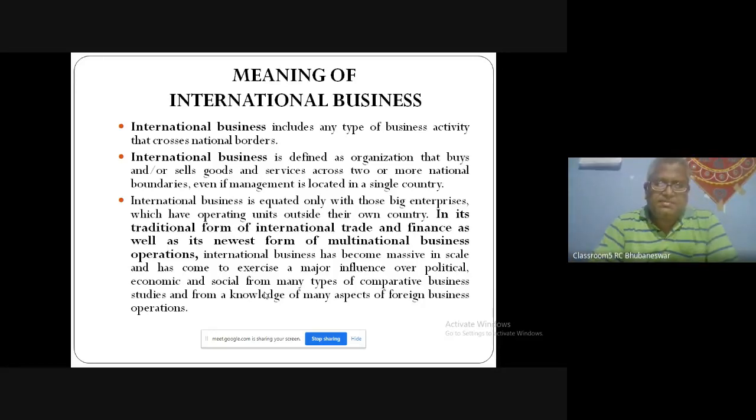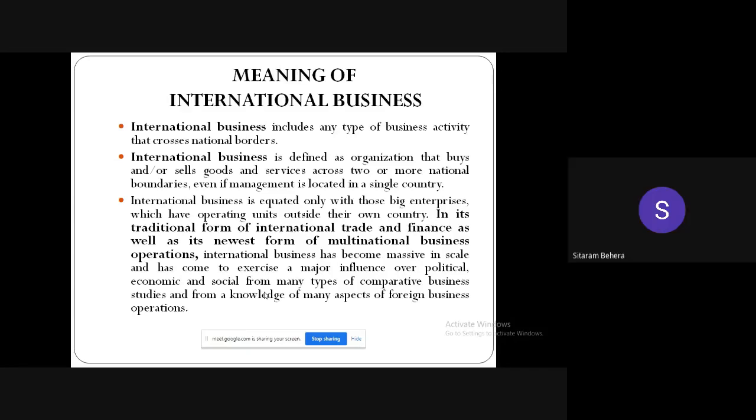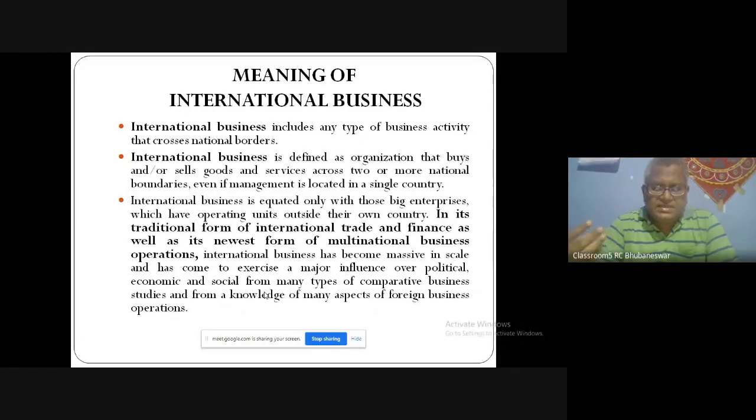or you may call it the buying and selling of goods and services across two or more national boundaries, which may be located in a single country or in different countries. That's called international business. Now big enterprises operate their business units, or can start their own operations, in different countries. Not only focusing on export and import, but also focusing on manufacturing in one country and marketing the same product in another country.